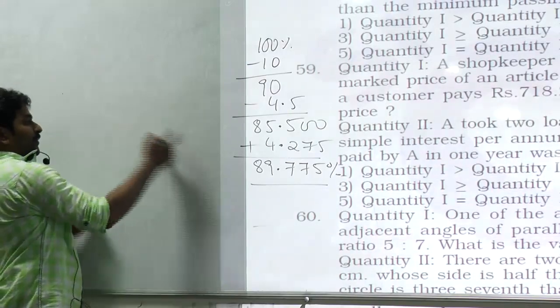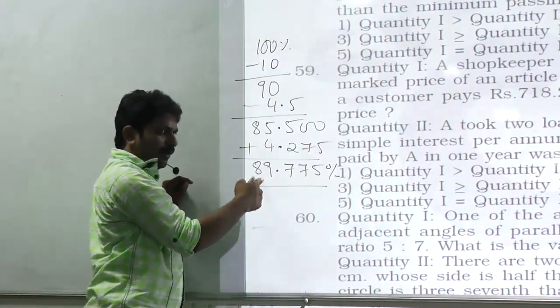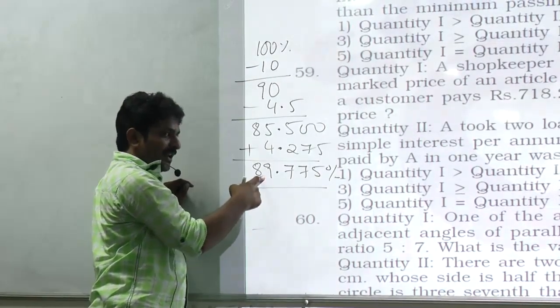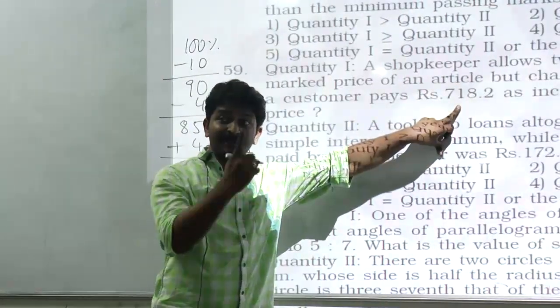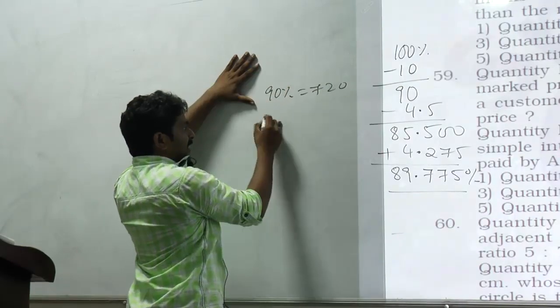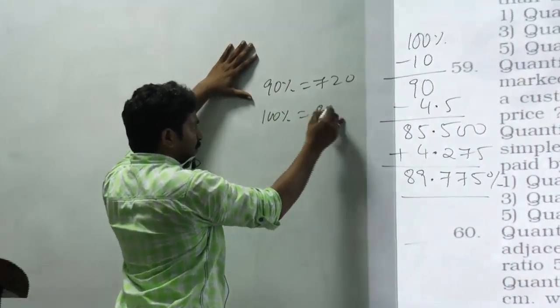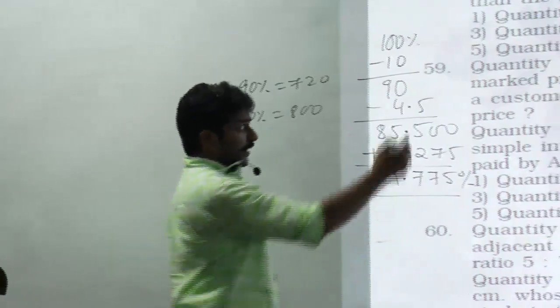So this is near about 90, you can say. Let's add a little bit more, it becomes 90. As we're adding a little bit more here, it becomes 720. So 90% is equal to 720. How many times is this? 8 times. 100% is equal to 800. Quantity 1 is 800.